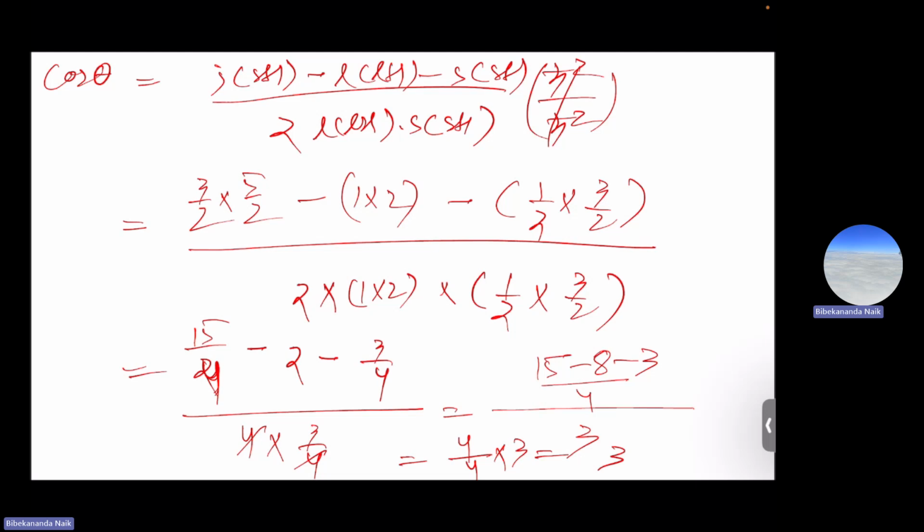Sorry, let me check if there is any mistake or not. Oh, sorry, we did it wrong here. So it is 2 into L plus 1 root over, S into S plus 1 root over. So there will be root over.